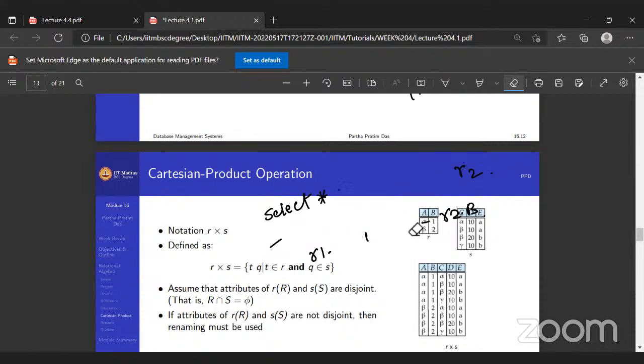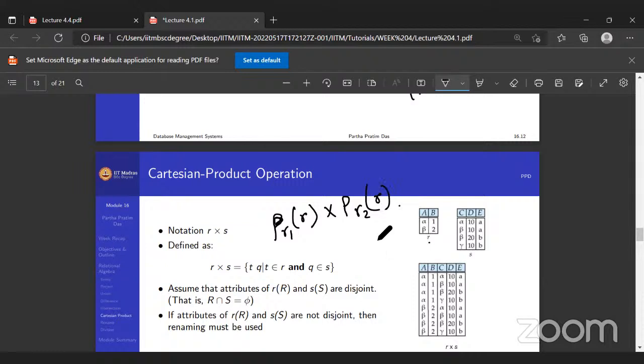So if you perform a cross product of R with R, then we write this thing as rho, right? This is the rename operation. So suppose the first table R is written as R1, right? This is R, and R2.